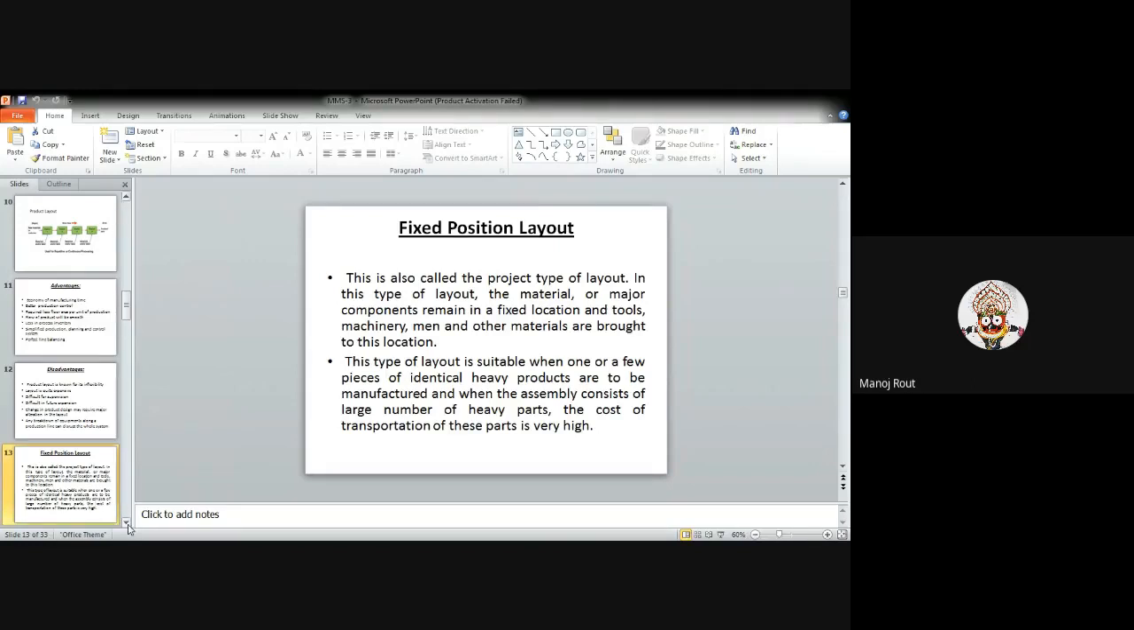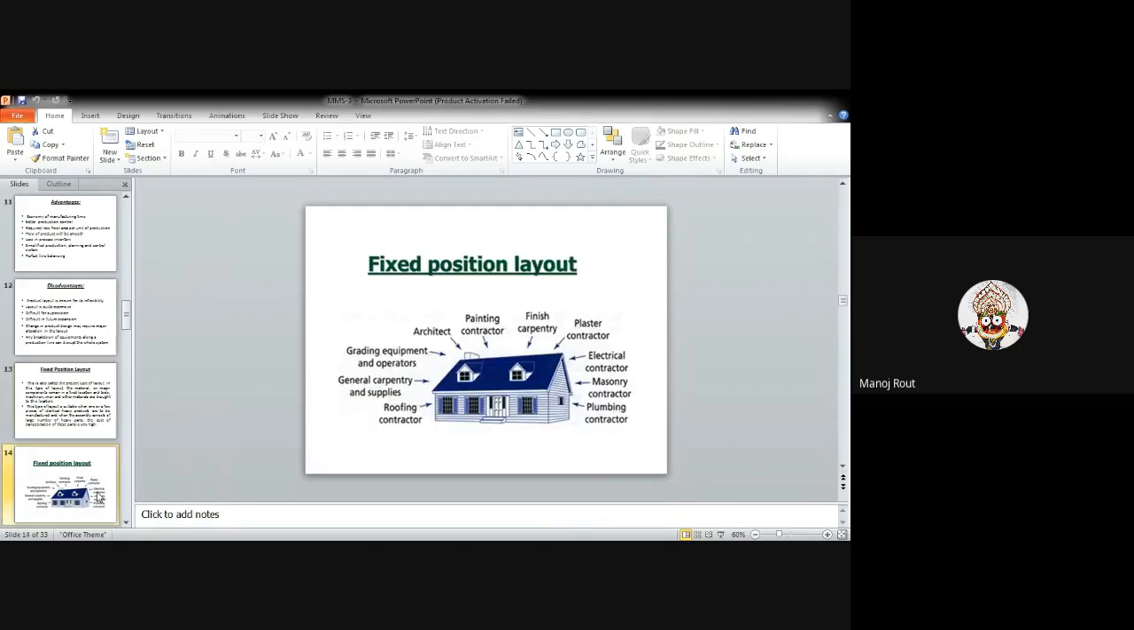Going to the next one, if you see the figure for construction of a house, everything, starting from the architect, painting contractor, finish carpenter, plaster contractor, electrical contractor, then masonry, plumbing, roofing, general carpentry, then grading, and all equipment and operators should be brought to a particular location. With the help of transportation facilities, they can be assembled at that location. This is known as fixed position layout.